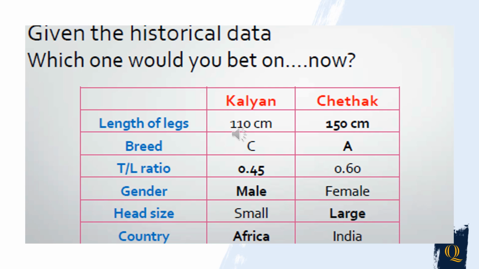The attributes of Kalin and Chetak have changed. Kalin has a leg length of 110, a breed of C, a TL ratio of 0.5, and originates from Africa with a smaller head size. On the other hand, Chetak has a leg length of 150 centimeters, a breed of A, a TL ratio of 0.6, a large head size, and is from India. Based on this new information, who would you bet on now? Does this update shift your choices from earlier, or does it reinforce your previous decision?